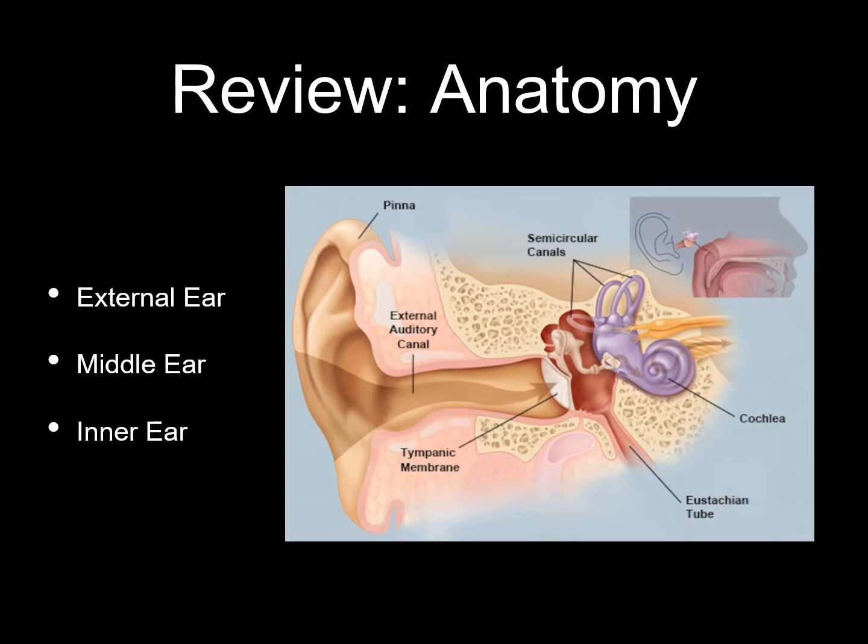I am tasked to discuss the common ear diseases. But before that, we have to review some important anatomy. The ear is divided into three parts. The external ear, which is composed of the pinna or the auricle, and the external auditory canal. The middle ear, which is bounded laterally by the tympanic membrane and medially by the promontory, and it houses the ossicles. The inner ear is composed of the cochlea and the three semicircular canals.